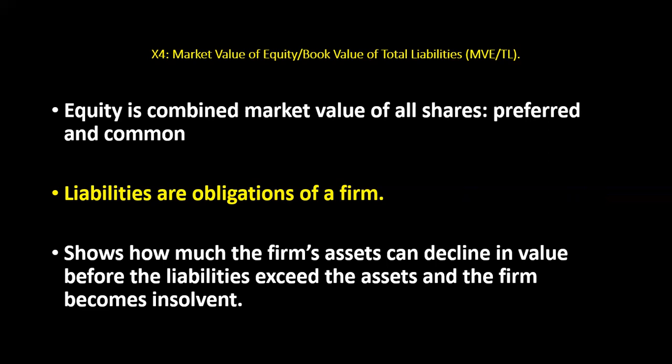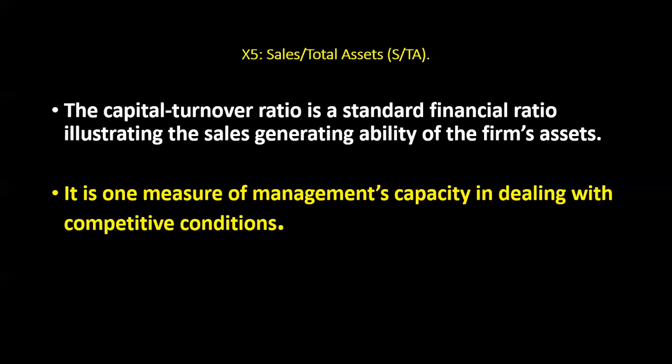So a firm with a high market value of equity to total liability ratio is said to be in a very safe or stronger position. X5 is a ratio of sales by total assets. Sales by total assets shows the efficiency of the firm in using the assets, in converting the assets and generating sales. Generating sales means generating profit.